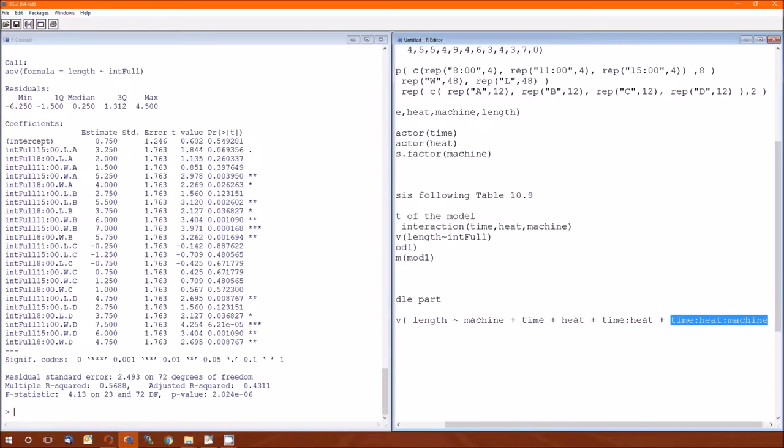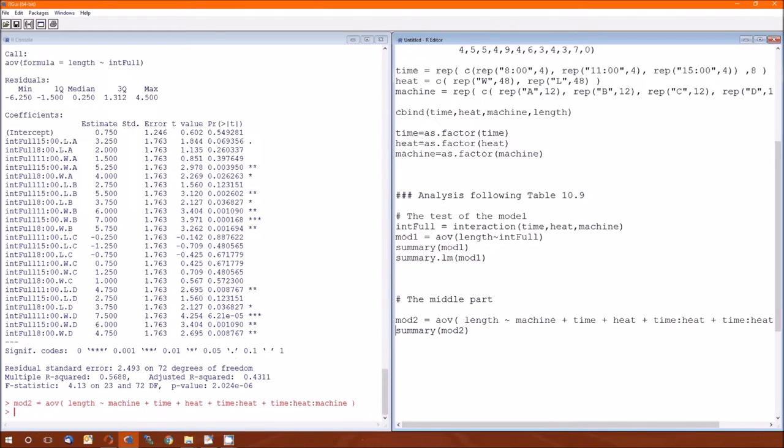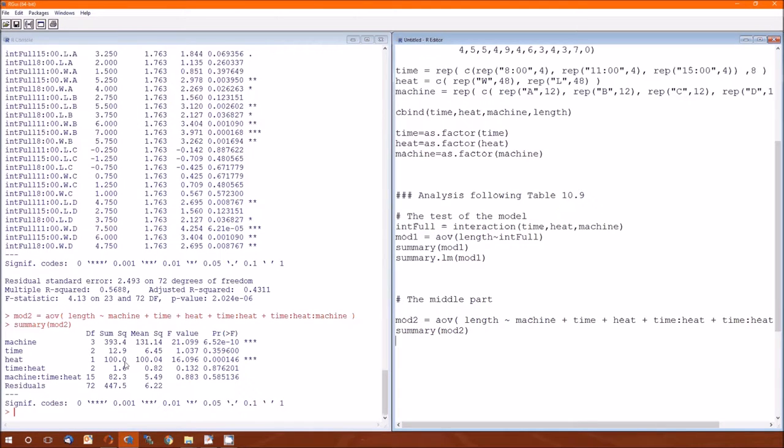So what this will do is it'll create a model and fit the model for the independent variables. There are five of them. There's machine, there's time, there's heat, there's time times heat, and there's time times heat times machine. Then all we need is to do a summary. And let's see what we get. There's the output.